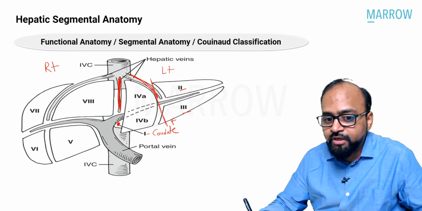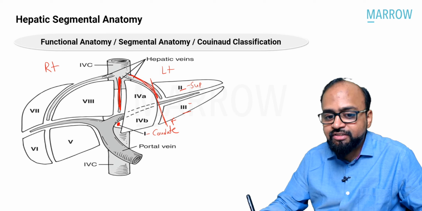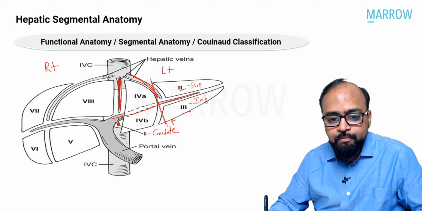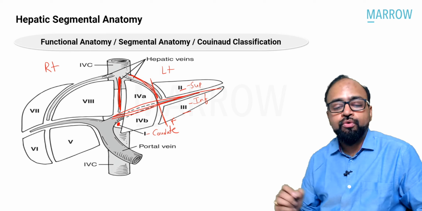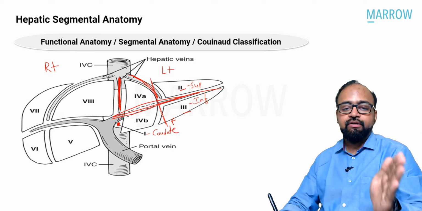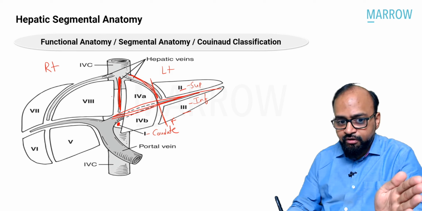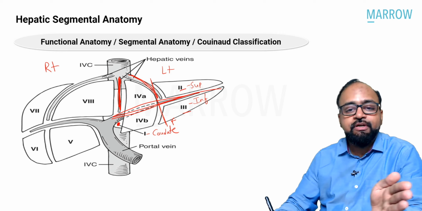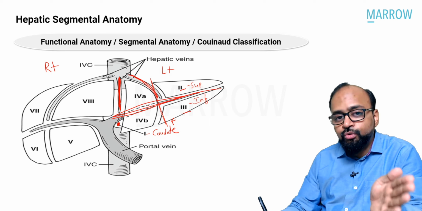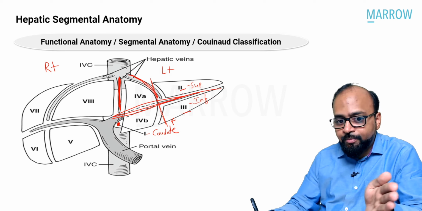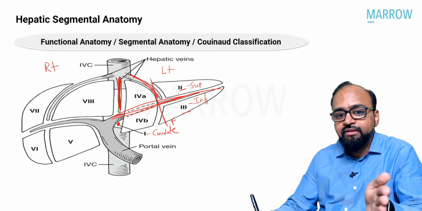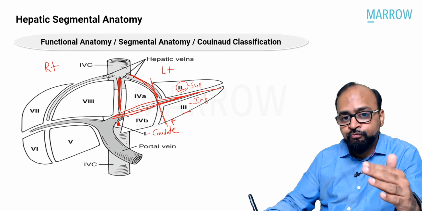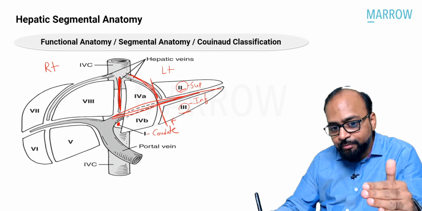How is it divided into superior and inferior? What divides the left lobe into superior and inferior? We have discussed this. It is the left branch of the portal vein. Can you see here? So the middle hepatic vein divides the liver into right and left. In the left lobe, it is either the left hepatic vein or the plane connecting the falciform ligament to the IVC that divides it into the medial and the lateral part. To the left of this plane, superiorly, above the left branch of the portal vein, is segment 2. Below the left branch of the portal vein is segment 3.